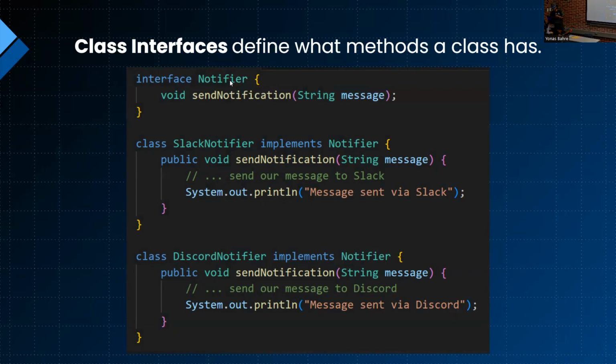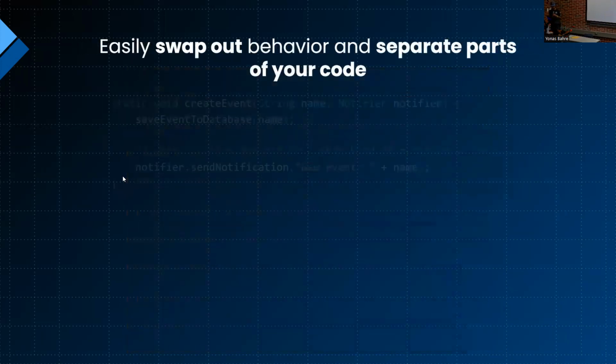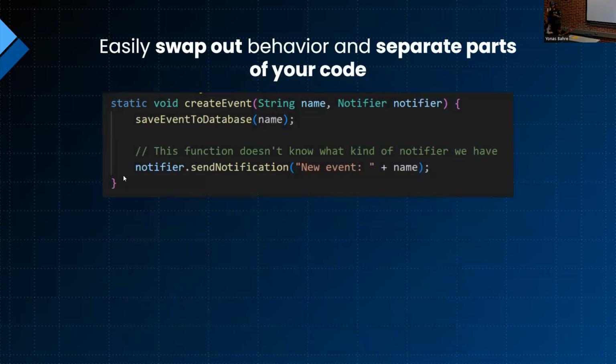So here with the notifier interface, we can use the same interface to send either a Slack or a Discord message. Let me show you what that looks like. Let's say we've got a function here where we can create an event. Basically, it'll save that event to some imaginary database here, and then it will send our notification.